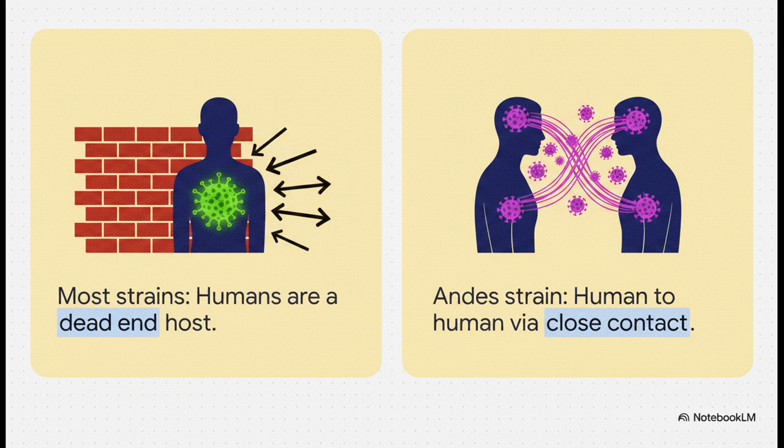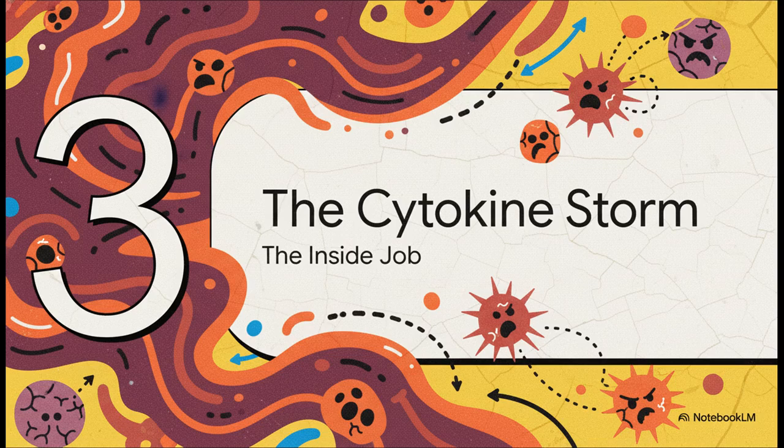However, the notes flag one truly terrifying exception, and that's the Andes hantavirus. This specific strain has evolved a really dangerous trick. It can transmit from human to human. If you have close contact with an infected person, the Andes strain can spread, which obviously escalates the outbreak threat level dramatically. Section 3. The cytokine storm, the inside job.